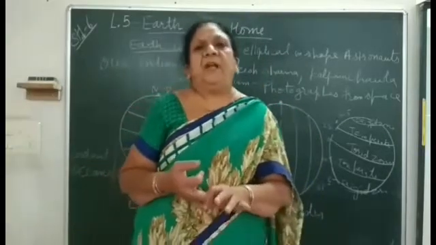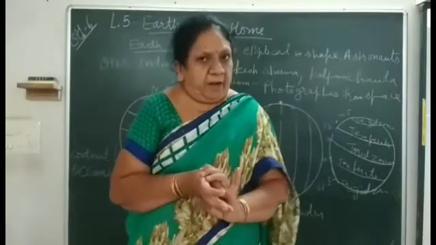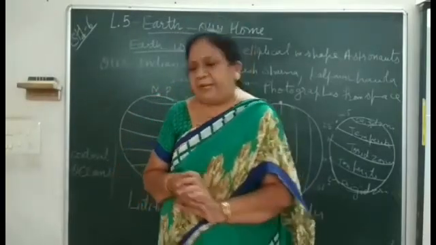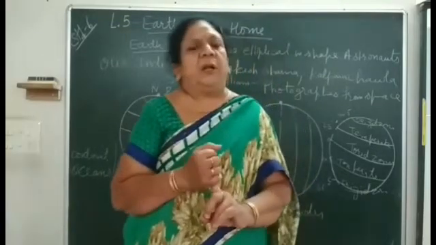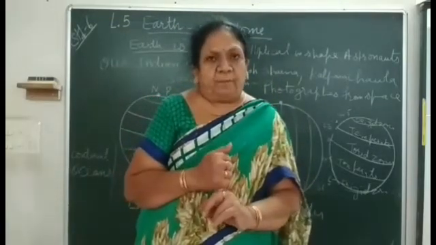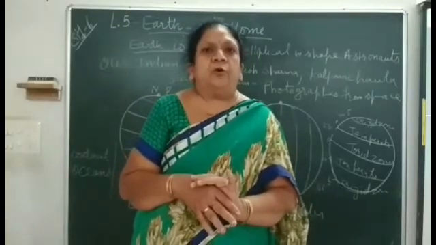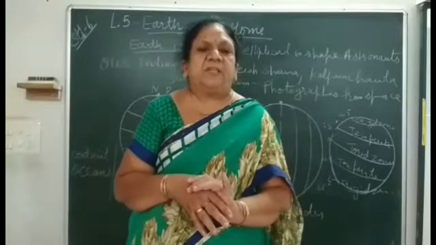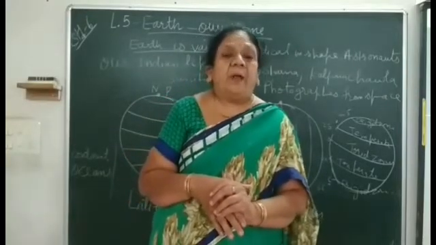The continents are Asia, Europe, Africa, North America, South America, Australia, Antarctica. Now the oceans: Indian Ocean, Pacific Ocean, Atlantic Ocean, Arctic Ocean, and Southern Ocean. These are the names of the oceans. So there are 7 continents and a total of 5 oceans.